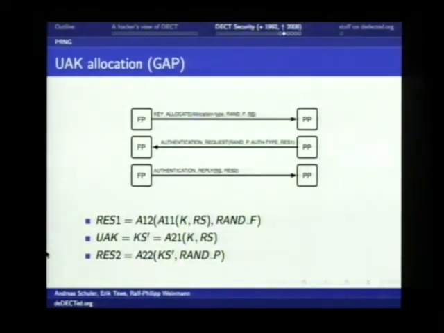In the next step, the portable part answers with, okay, here you have a random number from me, and the result for the random number that you gave me, because I know the same secret key, the same authentication code that you do. And in the last step, you have an authentication reply, which depends on the value RS, which is the same value as in the first step, and another value RES2, which is computed from the random value that was sent by the portable part, together with the authentication key.